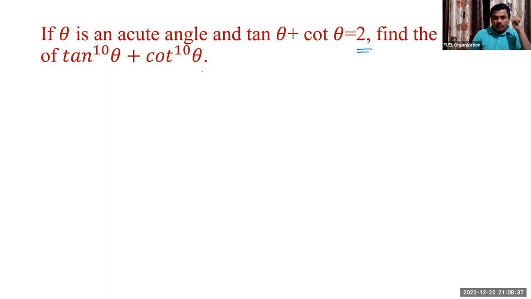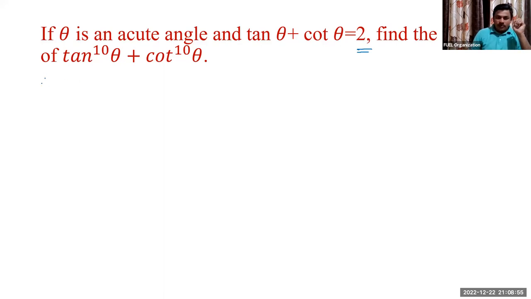So for you people, there is only one identity, that is sin square theta plus cos square theta is equal to 1. The remaining identities we are not using. Using that identity only you can solve. We can also solve it without using the identity.